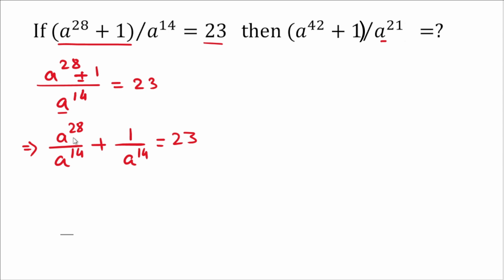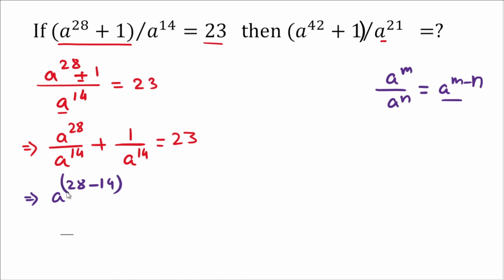So now, a^28 divided by a^14. We cannot cancel 14 and 28, so it is in the form of powers. We write it in the form a^m divided by a^n, and the value of this term is a^(m minus n). Here we subtract the powers. So according to this formula, we write a^(28 minus 14) plus 1 over a^14, equal to 23.